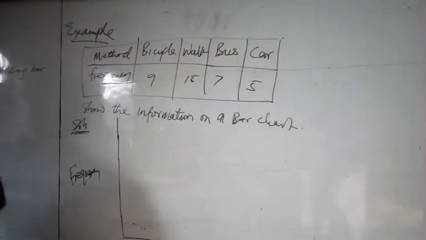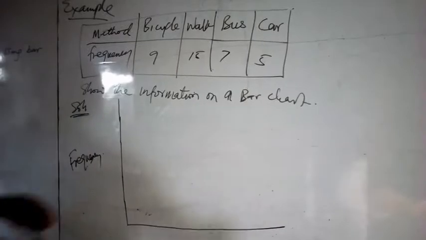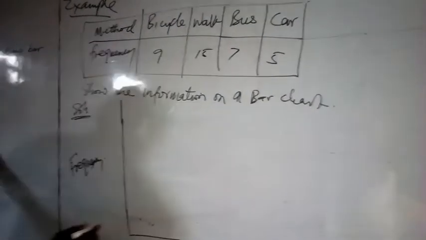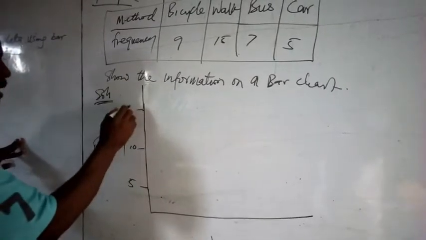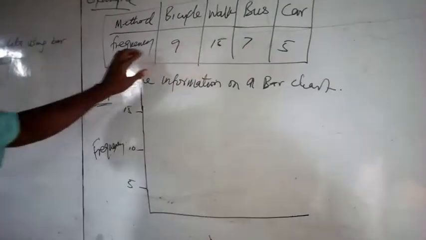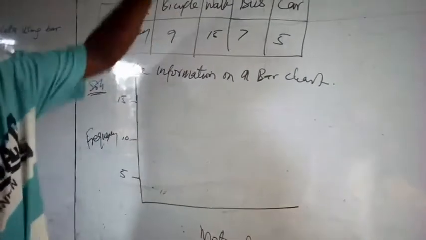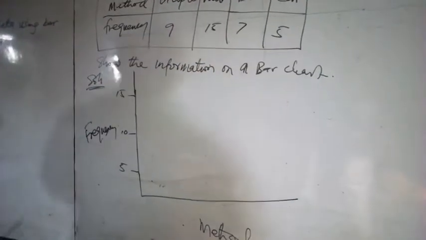You have to label your graph. This is not a graph book, so it will be difficult for me to make the space between the bars equal. But using your graph book, the space between them must be equal. So the highest number here is 15. So I can use 5, 10, 15. The next one will be my 10. The next one will be my 15. It depends on your frequency. That shows the length of your bars.